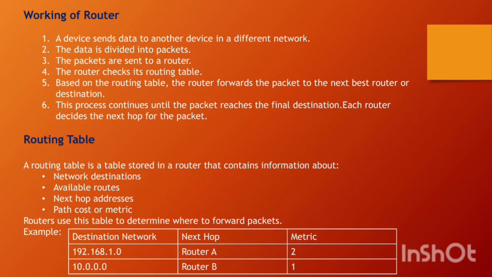The working of a router involves several steps. First, a device sends data to another device in a different network. The data is divided into packets and sent to a router. The router checks its routing table to determine the best path. Based on this information, it forwards the packet to the next router or destination. This process continues until the packet reaches its final destination.